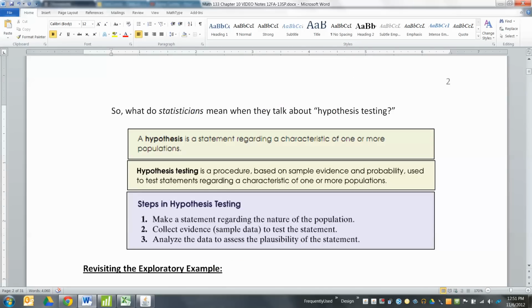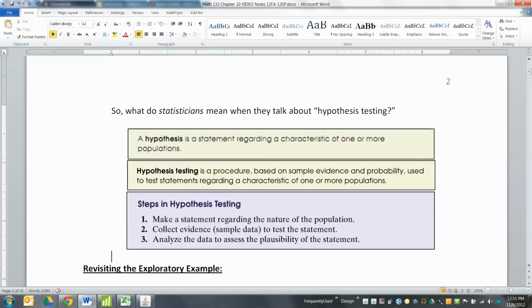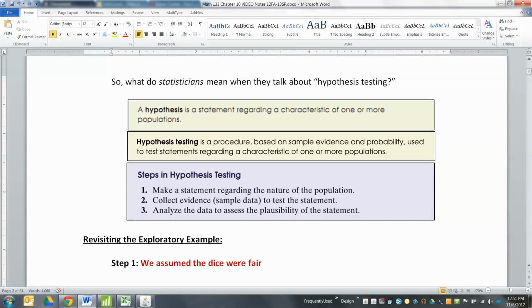You collect evidence to test that statement, and you analyze the results, which should sound very familiar because if you've ever been in a science class, that's sort of what you do, right? We make a statement about how we think this substance is going to work under high heat or something like that. And then we go collect evidence, i.e. we perform a laboratory experiment or something like that and test it. And then we analyze the results of what we got, right?